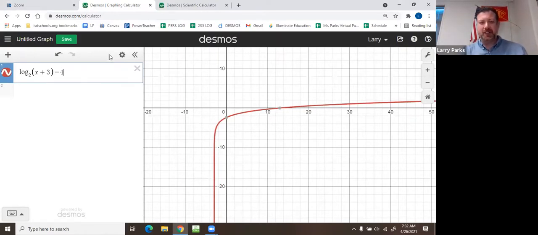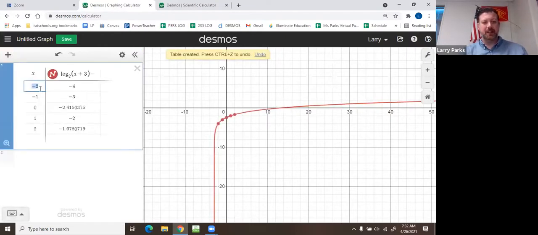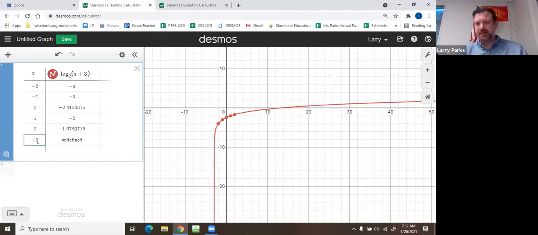And if you're not sure what the vertical asymptote is, if you go to the table, I guess you can't plug in x values, but if I plug in -3, it's undefined. So because it's undefined, that is where my vertical asymptote is. And up and down, that's x equals. So it's x equals -3.